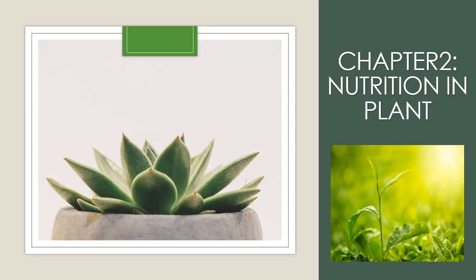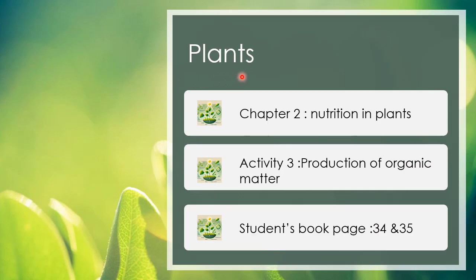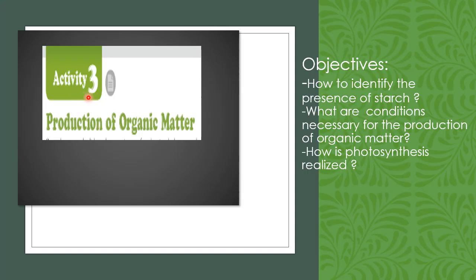Now, let's explain something new. It's also in Chapter 2, Nutrition in Plants. Activity 3, Production of Organic Matter, which is in your book, pages 34 and 35. Objectives. How to identify the presence of starch. We have a specific experiment that helps us to know whether starch is present here or not. What are the conditions necessary for the production of the organic matter? And the last objective, how is photosynthesis realized?